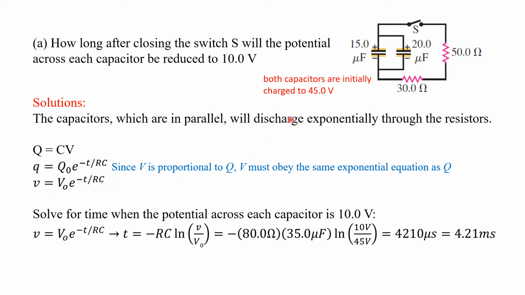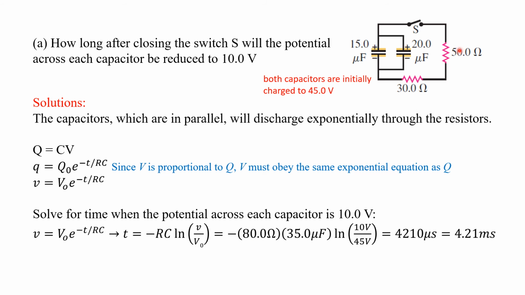Remember that you're given that the capacitor is initially charged to 45 volts, and then you're asked for the time when the voltage is only at 10 volts. So we need an equation wherein you have your voltage in your equation. And this is this one here. Solving for the time when the potential across each capacitor is 10 volts, you have your V that's equal to V naught E to the negative T over RC. Solving for time by taking the natural logarithm, or multiplying ln on both sides, you have negative RC times ln V over V naught.